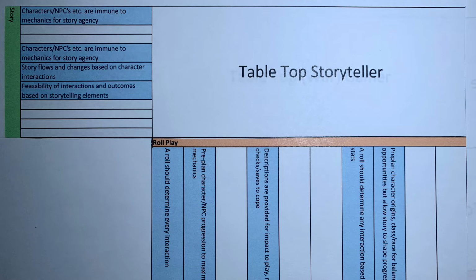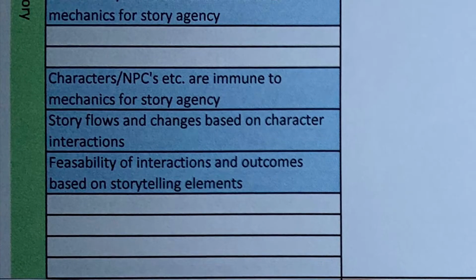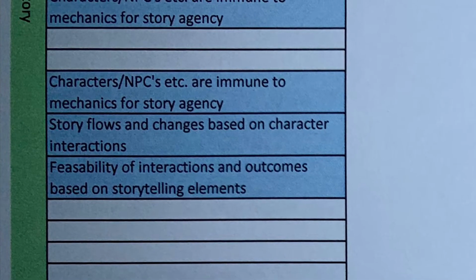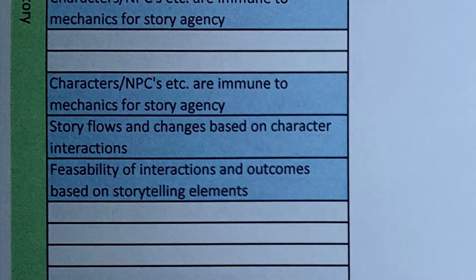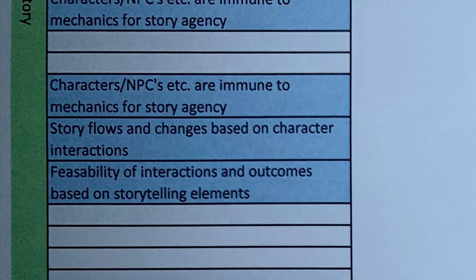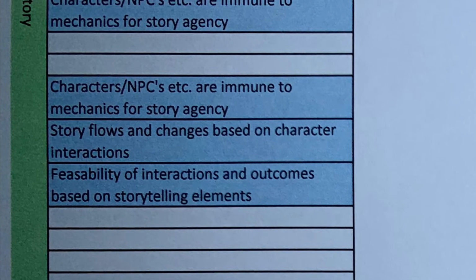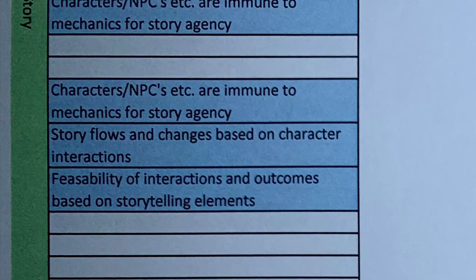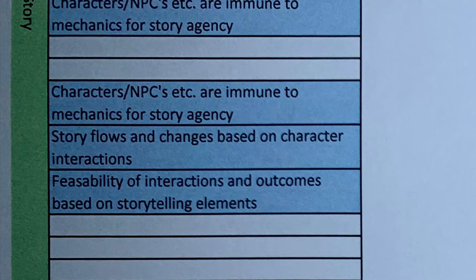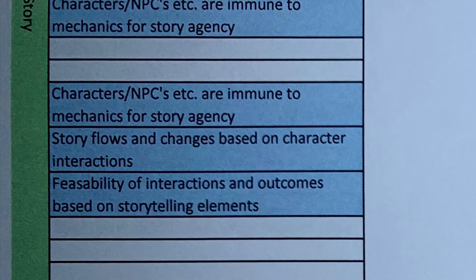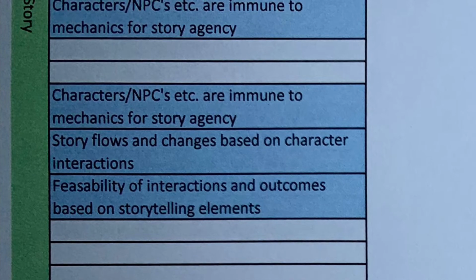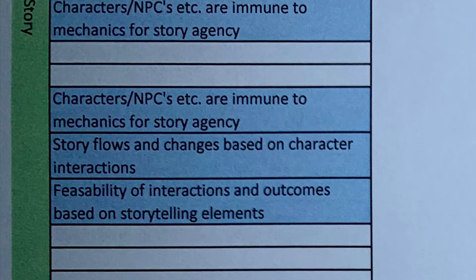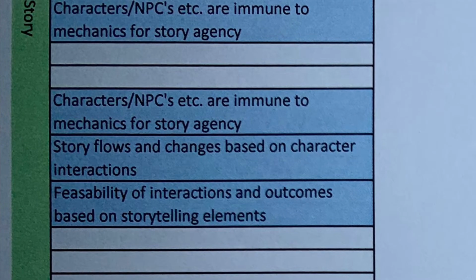And starting at the lower end and working up, we look at feasibility of interactions and outcomes based on storytelling elements. Story flows and changes based on character interactions. So there's some fluidity to the world around the characters. They're the central component. And characters and NPCs are immune to the mechanics for the story agency. So, for instance, if the players are walking into a trap, the DM may have to change that trap so that the characters don't actually get caught and unable to proceed because the story needs to go on.